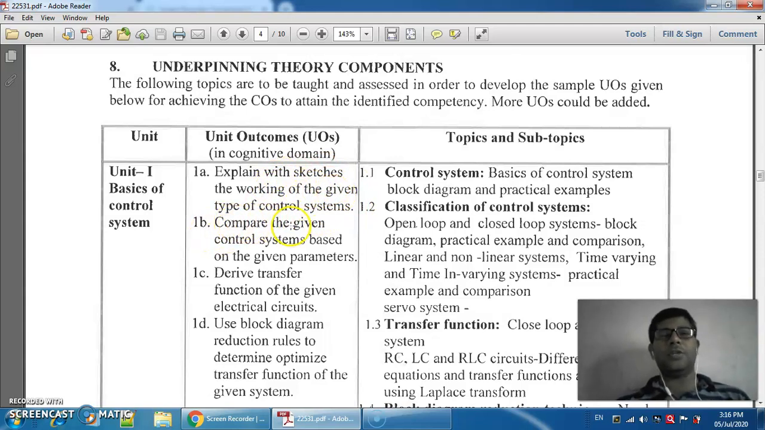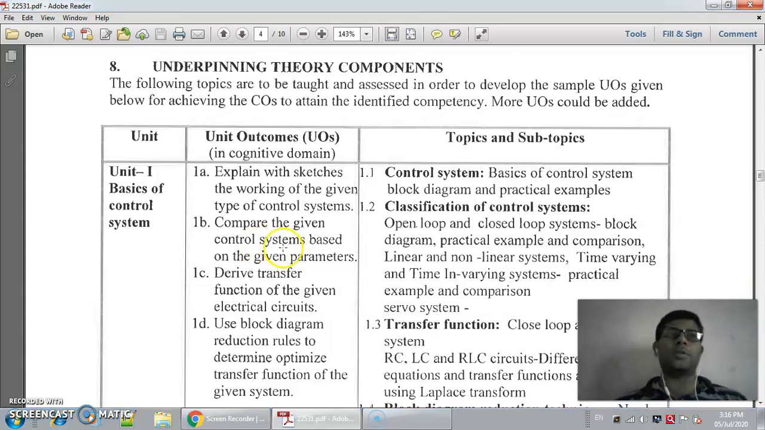The second unit objective is to compare the given control systems based on given parameters. Suppose, as I already told you, there are different control systems, open loop control system or closed loop system. You should compare those systems based on parameters. So this is the first unit. The remaining part we will see in the next lecture.